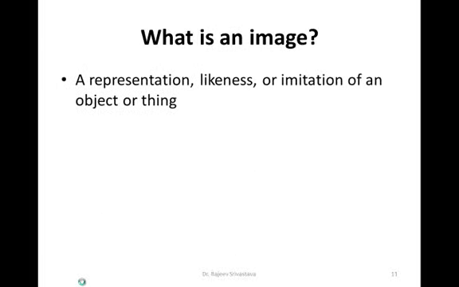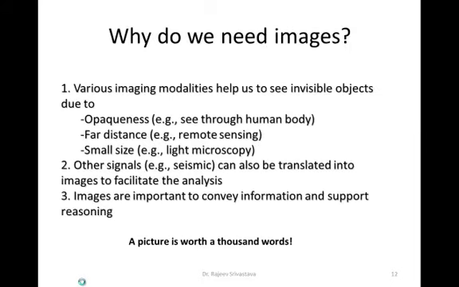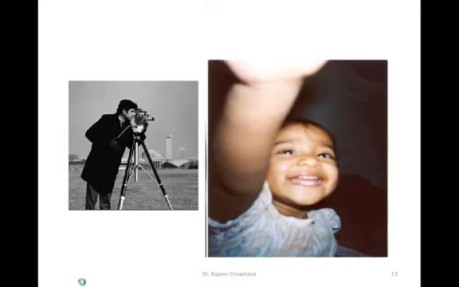What is an image? An image is a representation, likeness, or imitation of an object or thing. A vivid or graphic representation. Why do we need images? Various imaging modalities help us to see invisible objects due to opaqueness, far distance, or small size. Other signals can also be translated into images to facilitate analysis. Images are important to convey information and support reasoning. That's why it is said an image is worth 1,000 words.